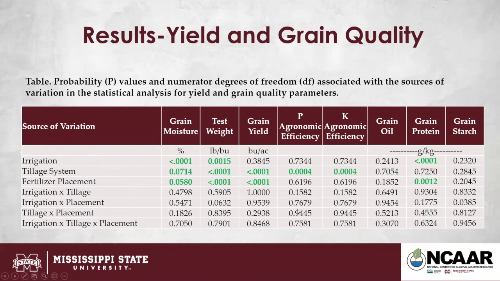So next results are of our yields and the quality. And this is also a p-value or a probability value table that we got from our statistical analysis. All the greens over here are the significant values, and similarly, the source of variation is again our treatments: irrigation treatments, tillage systems, pre-tillage systems, fertilizer placement treatment, and then their interactions. So none of the interactions was significant for yield and yield quality.